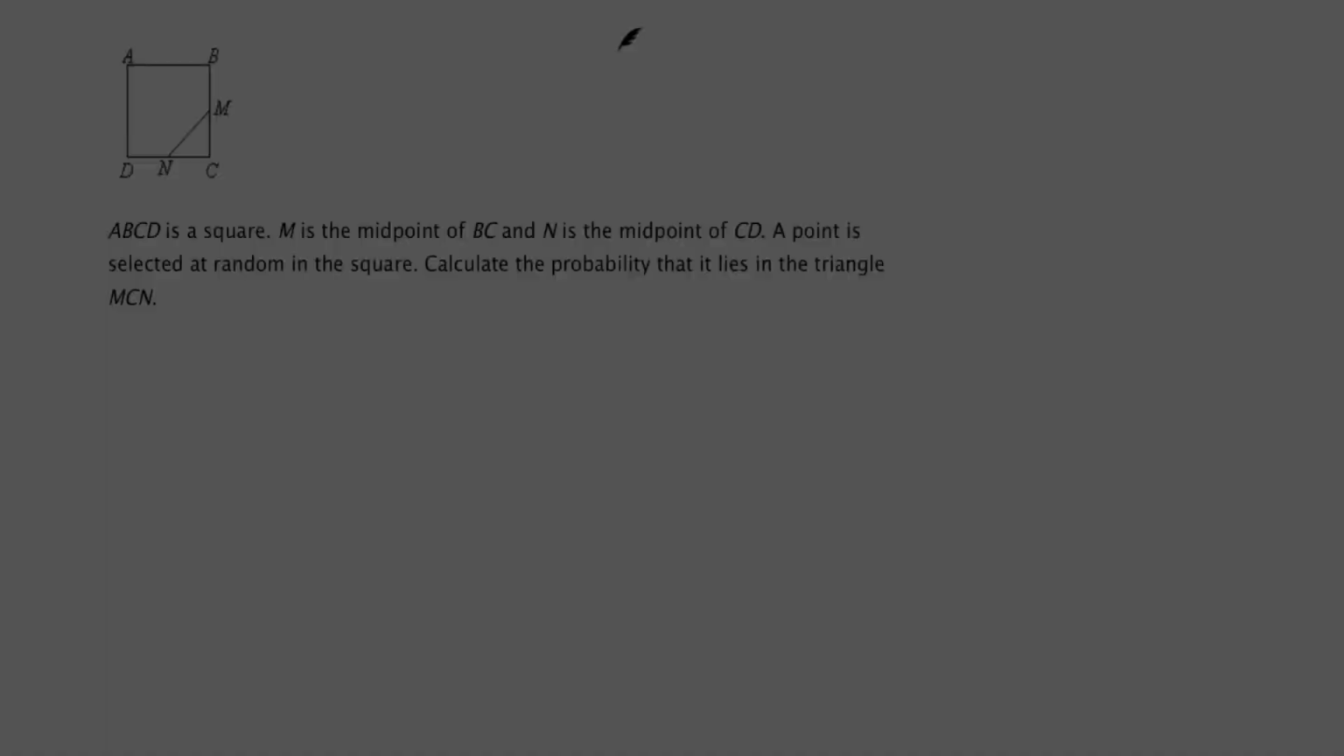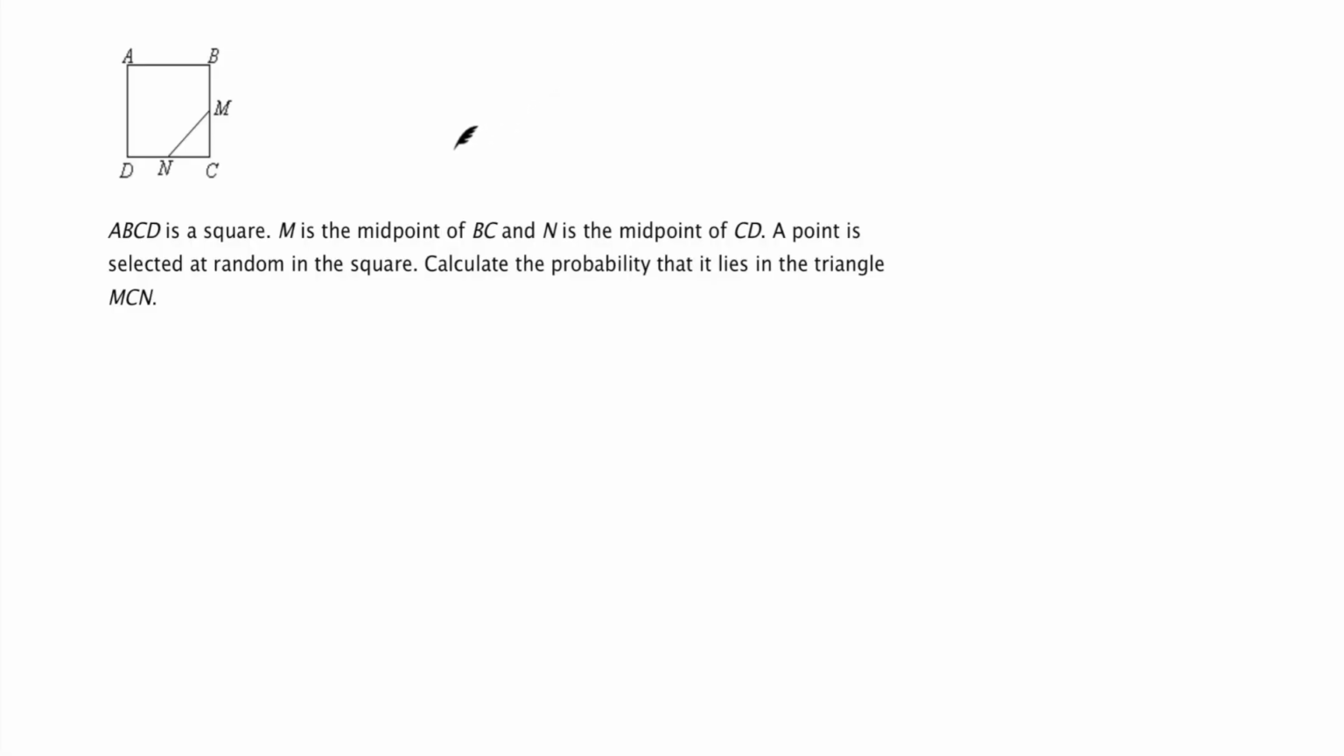Let's evaluate this question. ABCD is a square. M is the midpoint of BC, and N is the midpoint of CD. A point is selected at random in the square. Calculate the probability that it lies in the triangle MCN. So basically this is our shaded region.